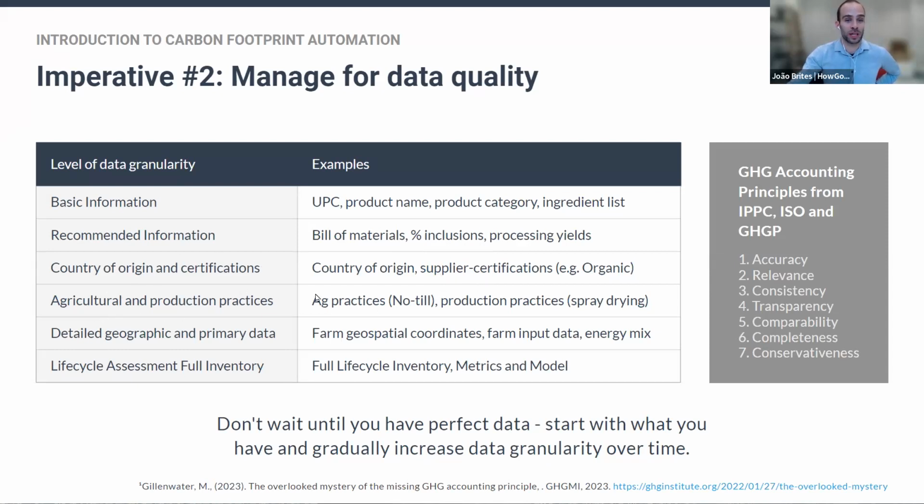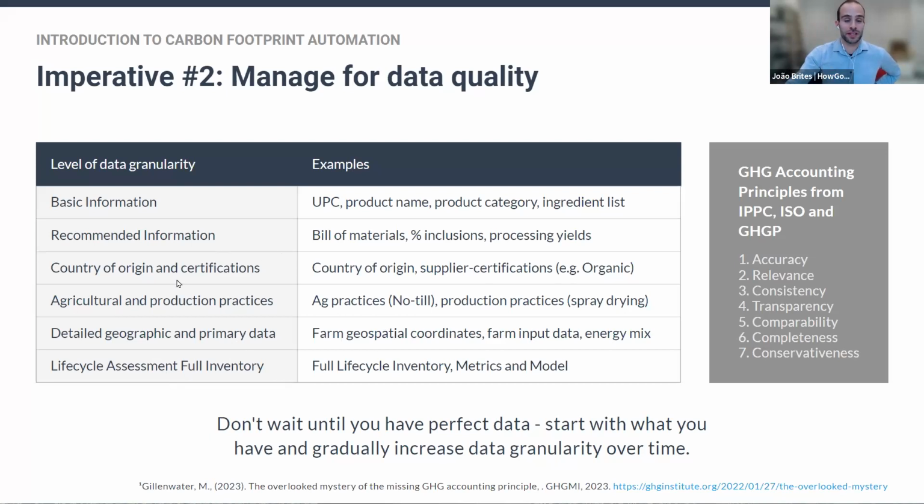We then look at agricultural and production practices. There is a big difference between, for example, an intensive coffee monoculture and coffee grown in an agroforestry system. And we also look at production practices. And then we start gathering detailed geographic and primary data. So we're going to be looking at geospatial coordinates, maybe farm-specific input data, and the energy mix at the facilities where those products were manufactured. And the last level of detail is where you actually have the full life cycle assessment inventory with the full metrics and model available.